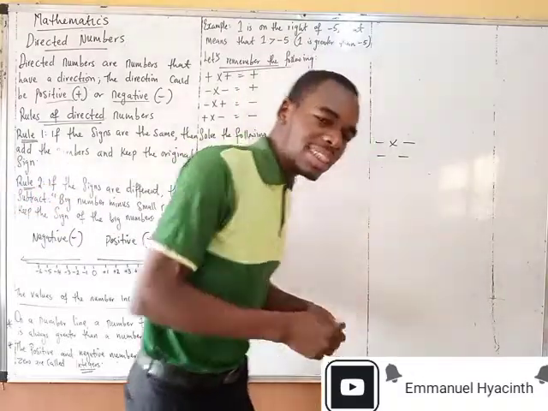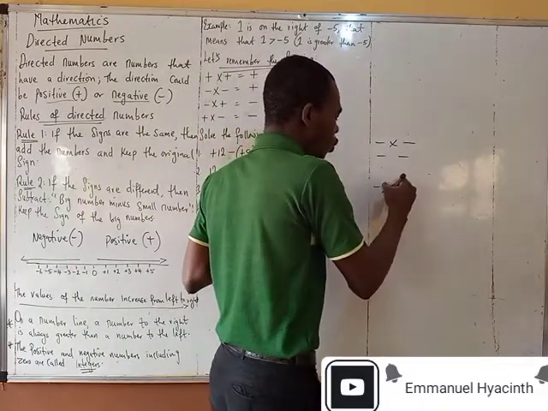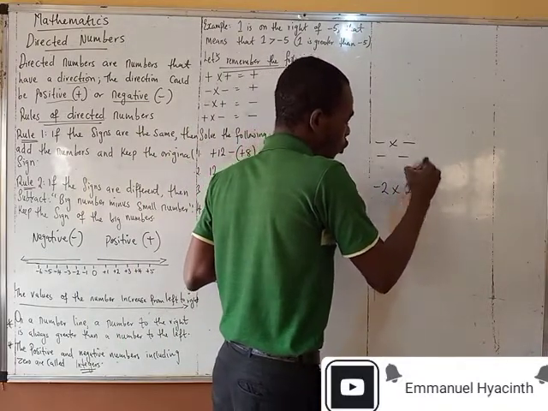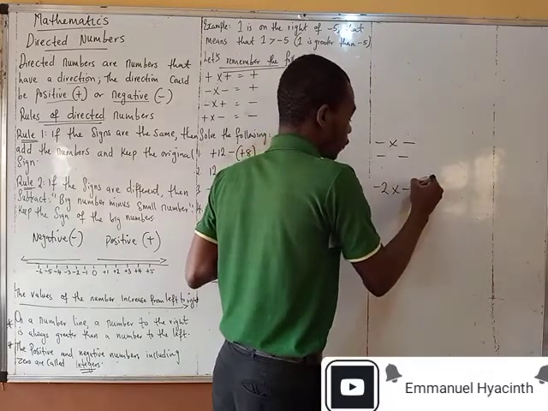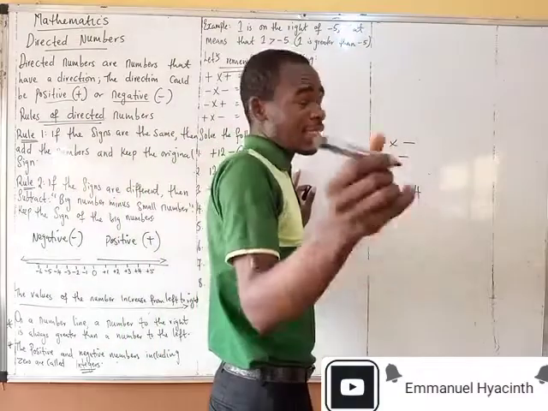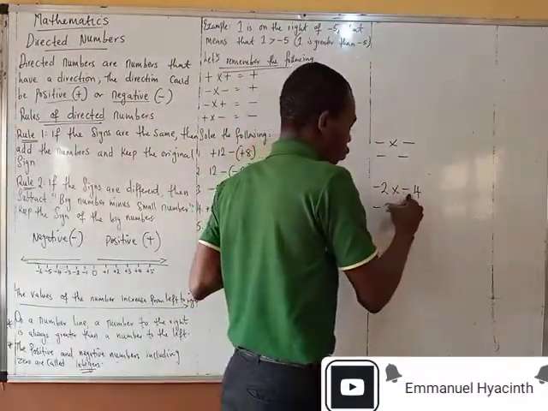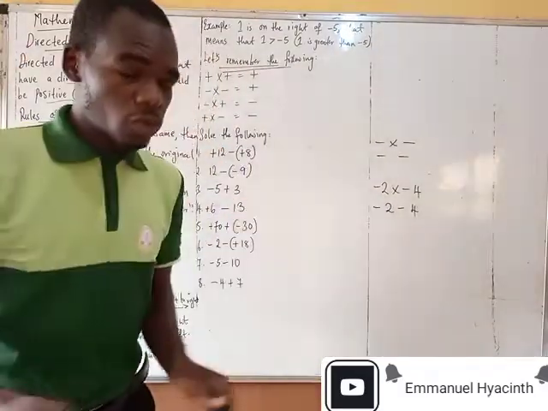So what that simply means is that the answer that I'm going to get from doing minus 2 times minus 4 is going to be different from the answer I'm going to get from minus 2 minus 4. This is what I want us to differentiate today.